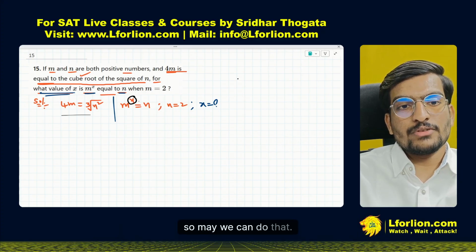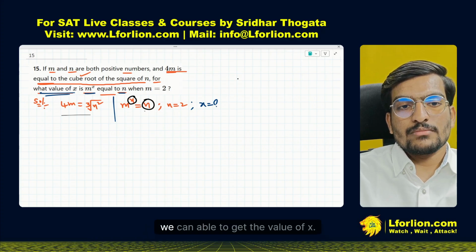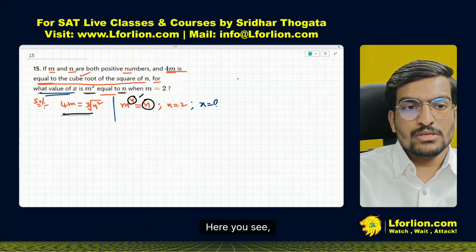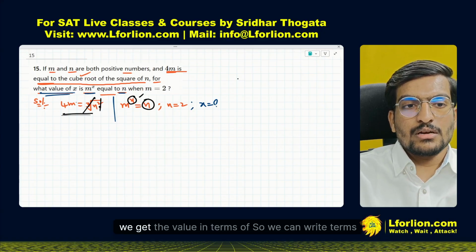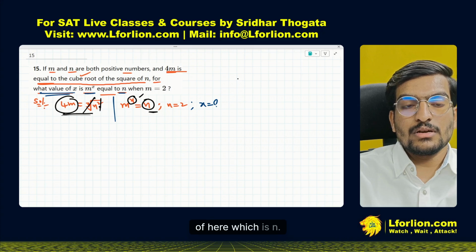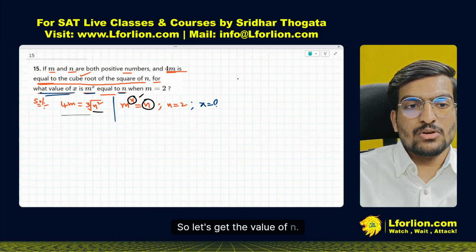So before that, here there is n. If we are able to get the value of n, we can get the value of x. But how can we get the value of n? Here you see n is with m. If we isolate n in terms of m, we can write n in terms of m, and then by solving it we get the value of x by applying bases are equal, equate powers. So let's get the value of n.